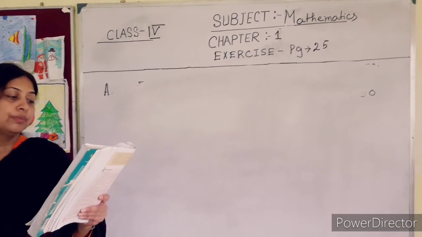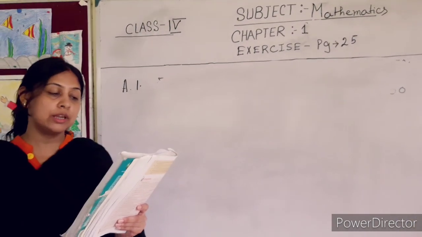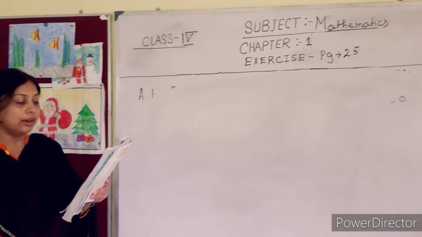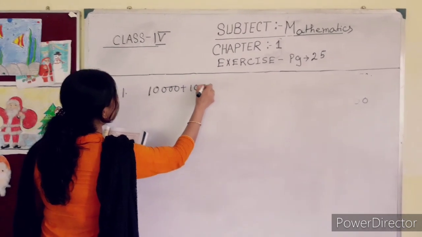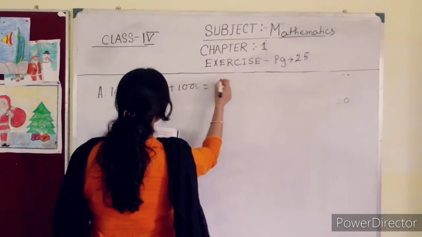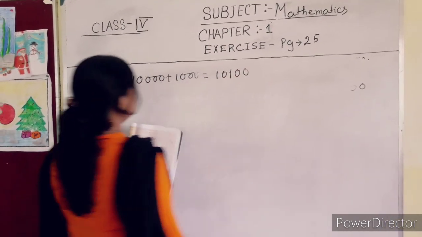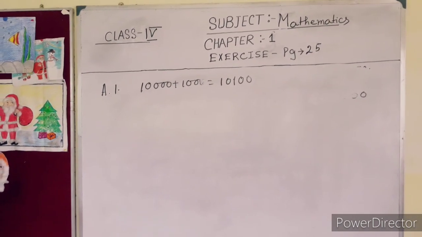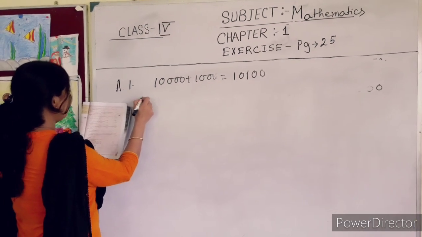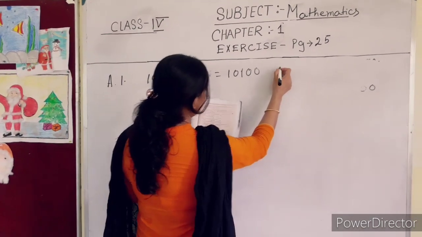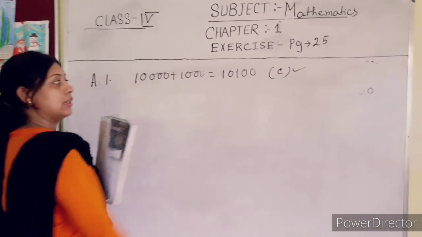Now multiple choice question. Take the correct answer. A1. The numeral for 10,000 and 100: first you write down 10,000 plus 100. So your answer will be 10,100. So option C is correct.